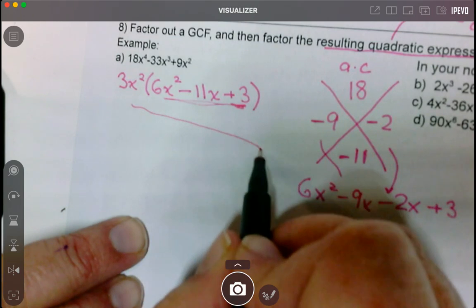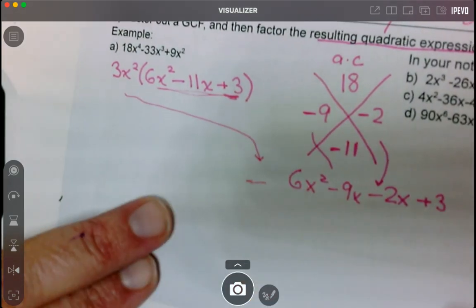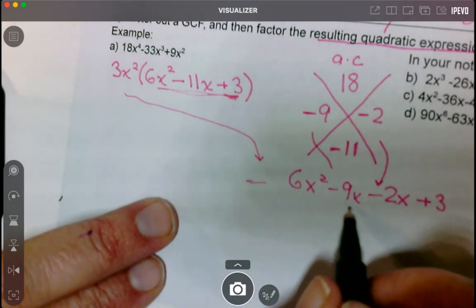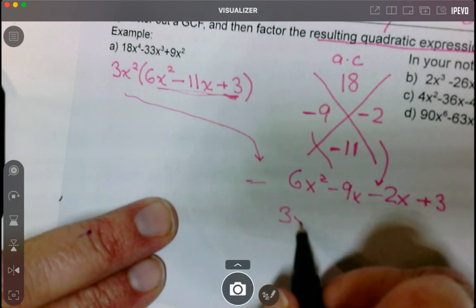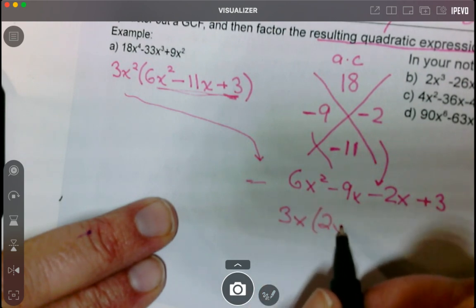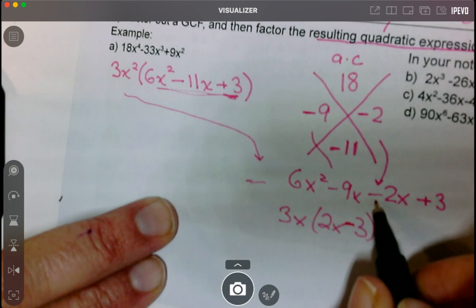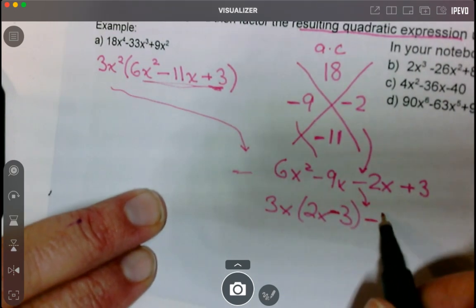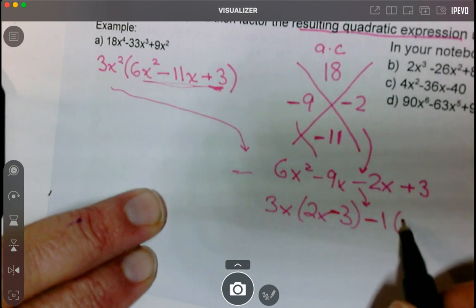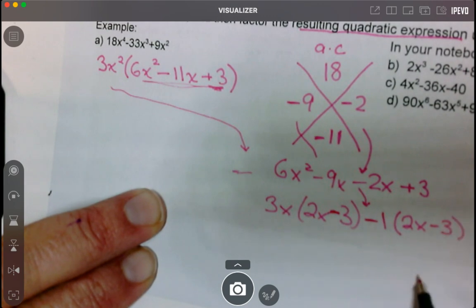This 3x squared is still here, but I'm going to leave it up here for a minute just so it's not in my way. And now I factor out the greatest common factor here. Between 6 and 9, that's 3 and an x. 6 divided by 3 is 2. 2x minus 3. Remember, we bring down this sign exactly. 2x plus 3 do not have a common factor other than 1. And look, that's a negative 1, so it'll be 2x minus 3.